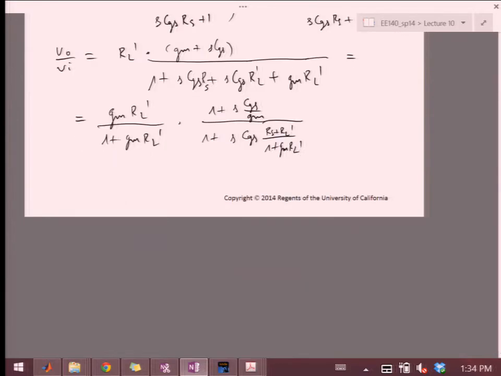So again, this expression is our A0 times 1 minus s over z1 over 1 minus s over p1. So we can match the zero and pole. And so from here, z1 is minus gm over CGS. And p1 is minus 1 plus gm RL prime over CGS times RS plus RL prime.